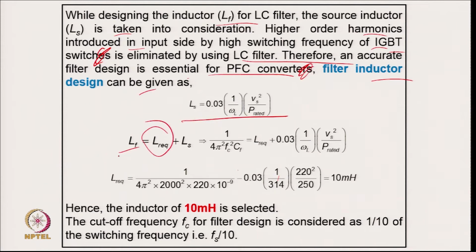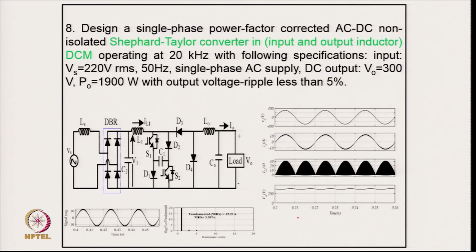So, this is the required one, this is the total one. After putting the values, we get the required inductor. After putting all the values, we get 10 millihenry, and therefore we select this 10 millihenry, and the cutoff frequency has been taken as 1/10 of the switching frequency.